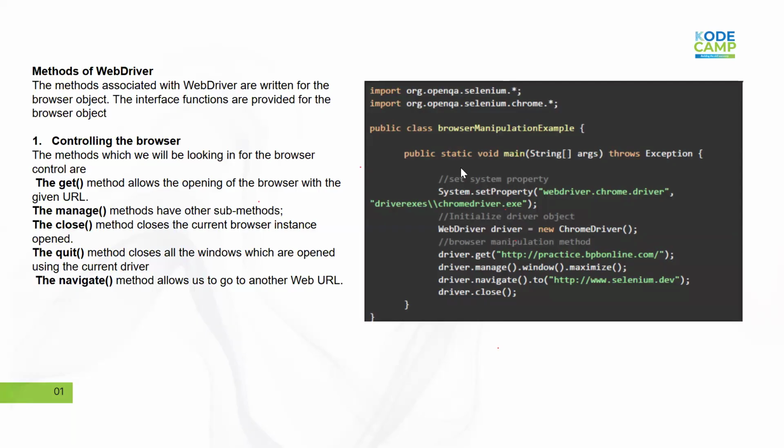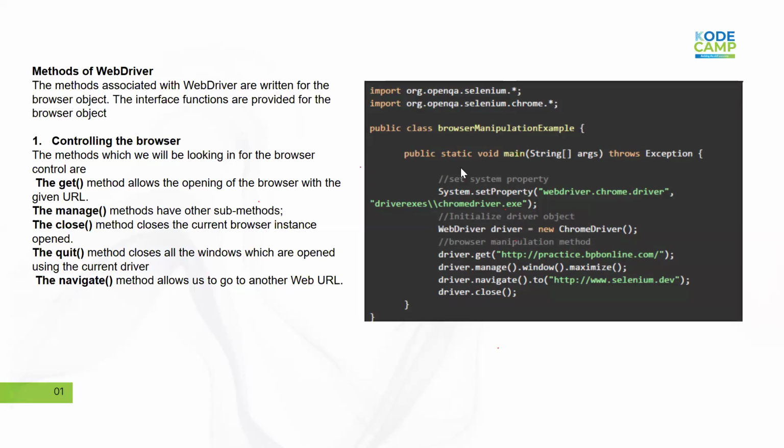Now, the methods associated with the WebDriver, as I've explained, are written for browser objects. When you call anything on the WebDriver, you're just trying to interact with your browser. You're not trying to interact with HTML elements. If you want to interact with HTML elements, you will call web elements, not WebDriver. So now we have different methods.